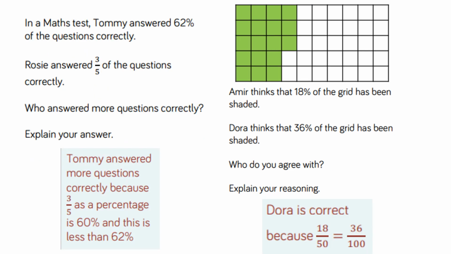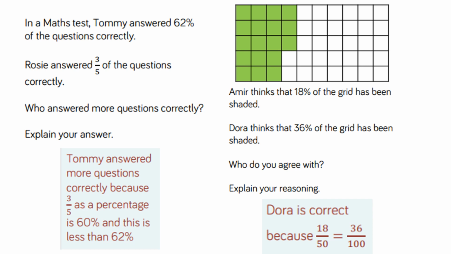Okay, so in the maths test, Tommy answered 62% of the questions correctly. Rosie answered 3/5. So we've already got Tommy's as a percentage, we just need to convert Rosie's to a percent. So to convert Rosie's into a percentage, we need to times it by 2, which is 6/10, then times it by 10, which is 60 out of 100, which is 60%. So Tommy scored 62%, Rosie scored 60%. So therefore, Tommy answered more questions correctly because 3/5 as a percentage is 60%, and this is less than 62%.